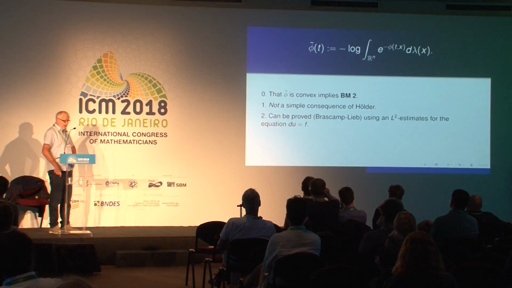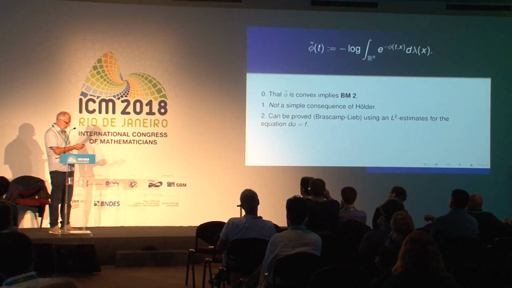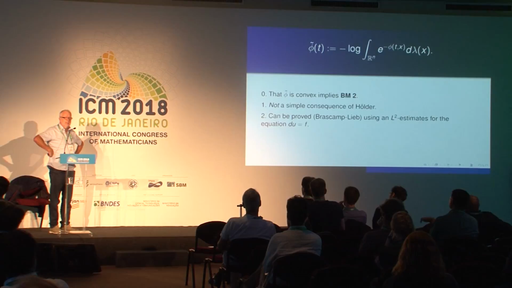On the other hand, you can prove it in a lot of different ways. I leave aside the original proof of Prékopa, which I think was a reduction to the case of sets, but instead focus on the one by Brascamp and Lieb in the 70s. So they were using an L2 estimate for this equation, the equation du equal to f.